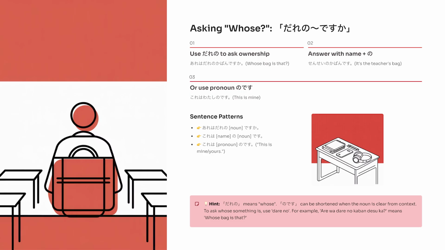Now, let's learn how to ask, whose is this? A very handy question. We use 誰の to ask about ownership. For example, あれは誰のカバンですか? Whose bag is that? And you can answer like this. 先生のカバンです. It's the teacher's bag. Or if you're talking about your own, you can say, これは私のです. This is mine. Easy, right? Just remember, 誰の means whose, and の links the owner to the object. So next time you see something cute and want to know who it belongs to, just ask, これは誰のですか?